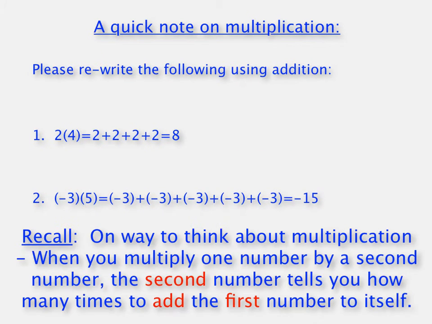So recall, one way we can think about multiplication is when you multiply one number by a second number, the second number tells you how many times to add the first number to itself. So in 2 times 4, this means add 2 to itself 4 times. Or in negative 3 times 5, that means add negative 3 to itself 5 times. This is going to be really helpful during this section.